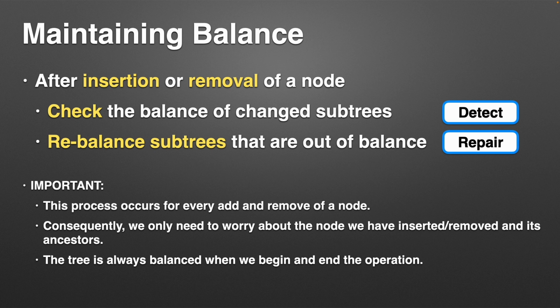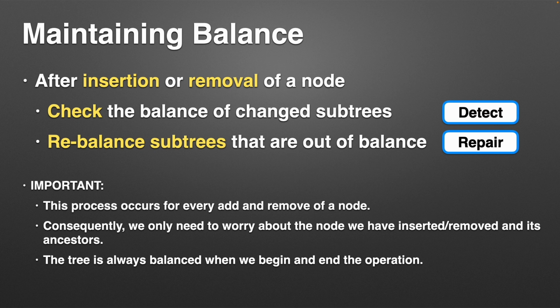Once we've put it in the tree, now we need to look and see if the tree is balanced. I'm going to refer to that as a detection step. So after we do an insertion or a removal, we then need to analyze just the portion of the tree that we've affected to see if it's still balanced. If it's not balanced, then we need to rebalance it, and I'm going to call that a repair step. And this all happens on the insertion or removal. So it's not something we do separately. Every time we change the tree, this is done as part of that.